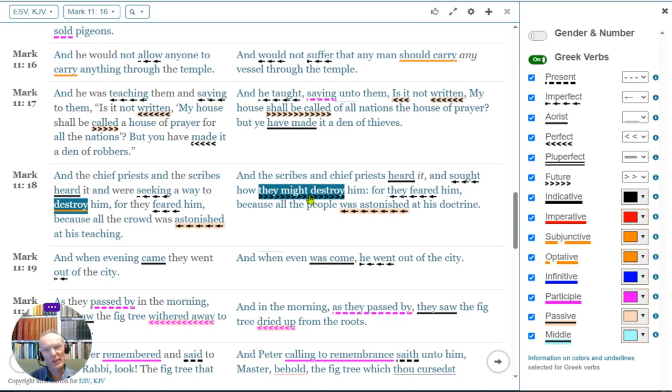Actually, it's strange. Here we have in the ESV, you see that the Greek behind it is a subjunctive. That is something that might happen, that's something that would happen. But that's how it's translated in the King James Version, how they might destroy him. They translated it as if it's a subjunctive. And in the ESV, it's translated as if it was an indicative, or a normal, not subjunctive.